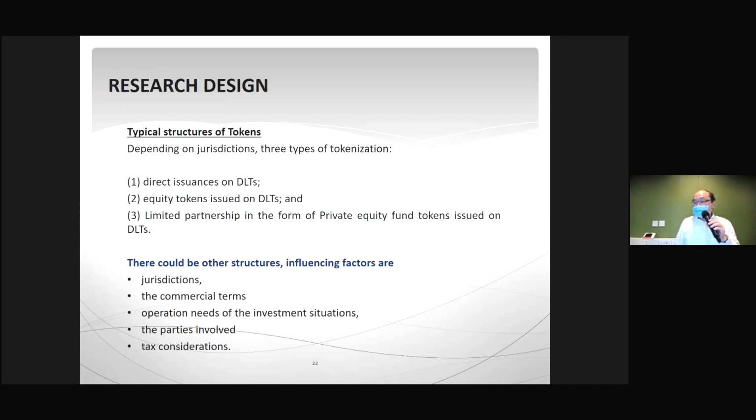So my research design is this. The conclusion is that there will be three types of tokenization. The first is the direct issuance on DLT, distributed ledger technology, just like the Thailand bond that I mentioned. The second one is equity token issue on DLTs, a certain percentage of the company. The third one is limited partnership in the form of private equity fund issue on DLT. There can be other structures depending on the jurisdiction of the country, the commercial terms, the operation list, and the parties involved in the tax consideration.